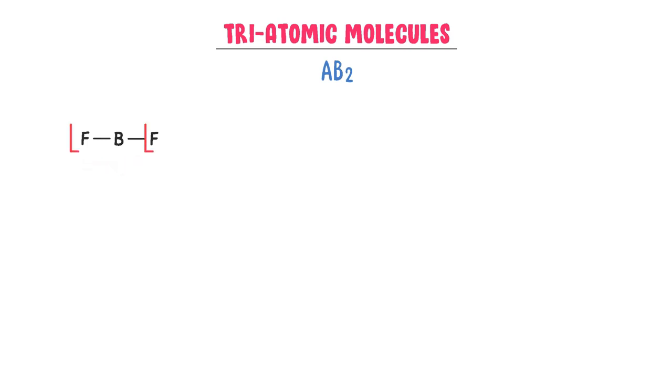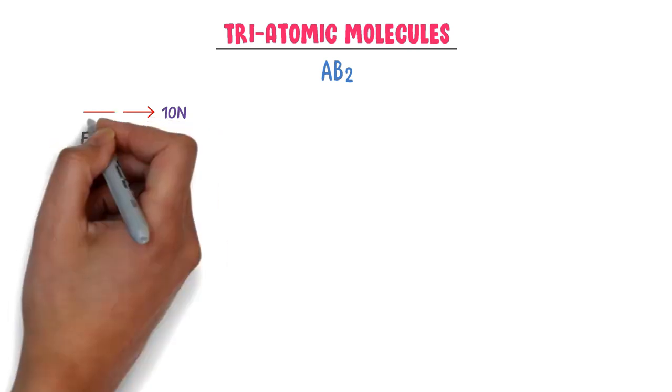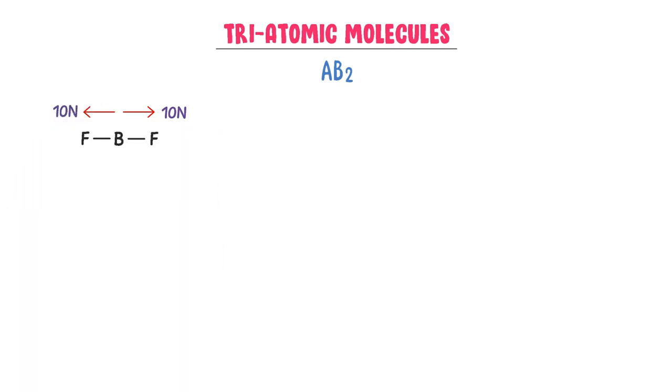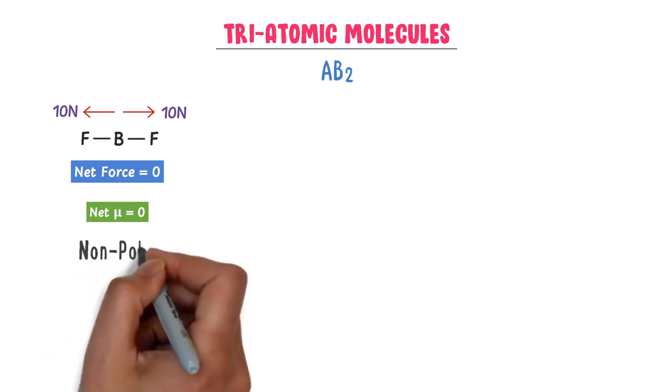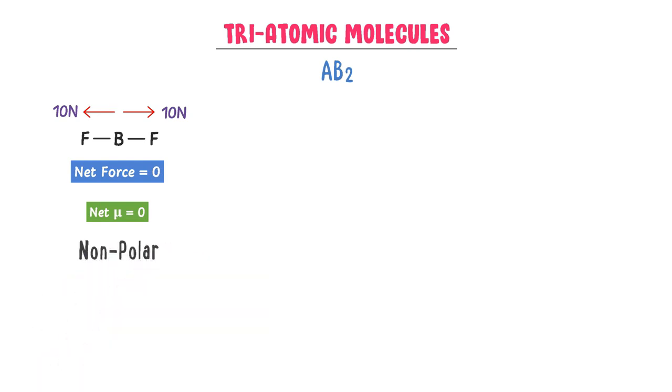Here on both the sides are the same atom, so they will exert the same forces on the shared pair of electrons. We know that fluorine is more electronegative. Let it exert 10 Newton force in this direction, and this fluorine also exert 10 Newton force in the opposite direction. The net force is 0, the net dipole moment is also 0. Therefore we say that this is a non-polar molecule.